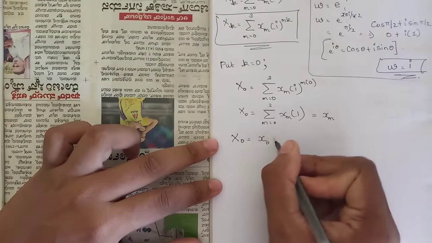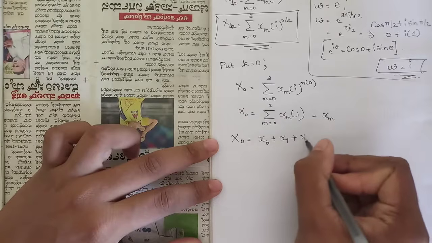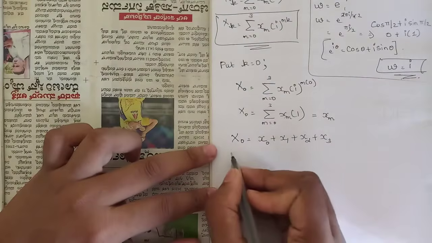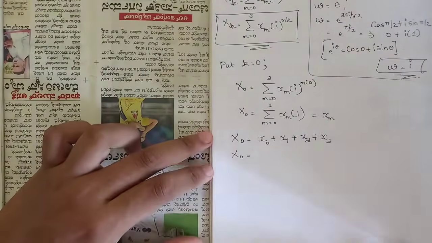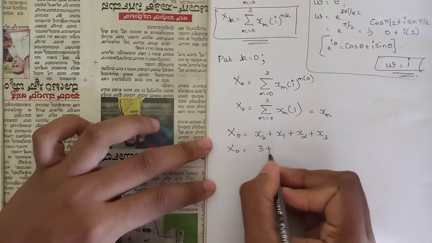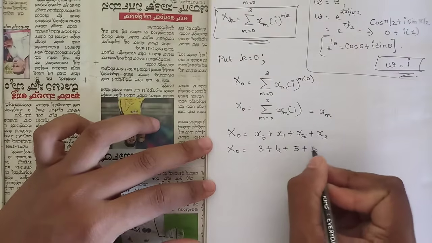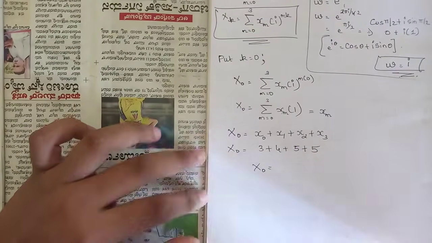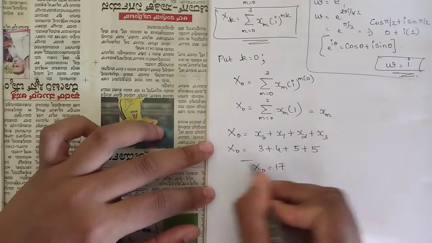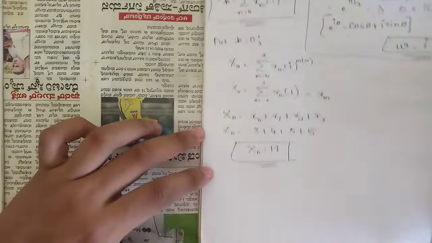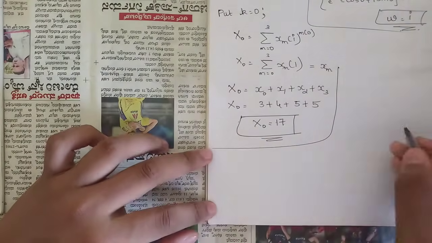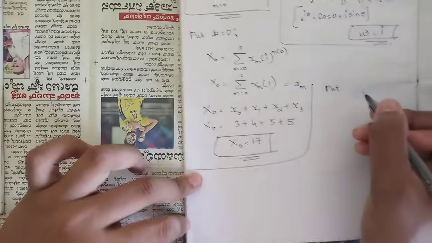So first we need to put x0 plus x1 plus x2 up to x3, as n tends from 0 to 3. Now directly in the question they have given the values for x0, x1, x2 and x3, so substitute them: 3 plus 4 plus 5 plus 5. While adding them we get the first value of X0: 5 plus 5 is 10, 10 plus 4 is 14, 14 plus 3 is 17. See, the first value X0 we have got by putting the value of k equal to 0. Now again, put k equal to 1.